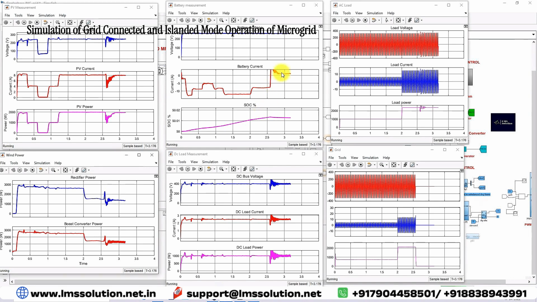Now the battery comes to discharging mode, because of the operation change from grid connected mode to islanded mode. Here you can see that the AC load continuously gets power from the microgrid, and the DC load also continually gets power from the microgrid. And because the grid is disconnected from the system, the grid power goes to zero. There is no current and voltage on the grid side. This is the operation of the islanded mode and grid connected mode of the microgrid.